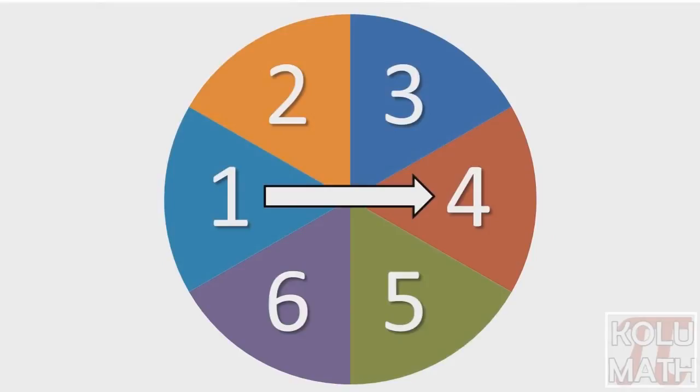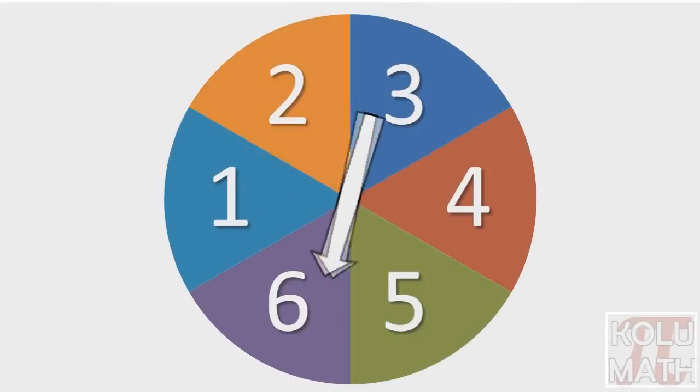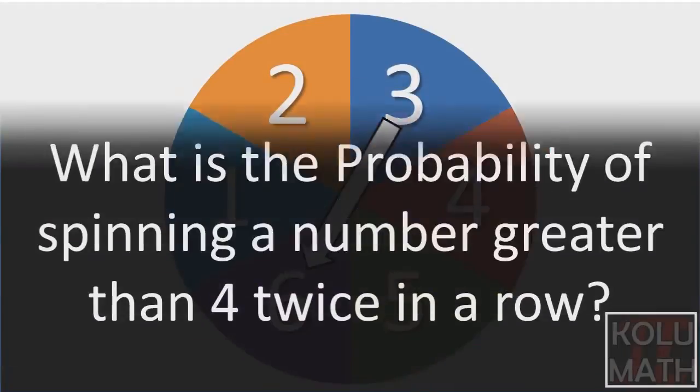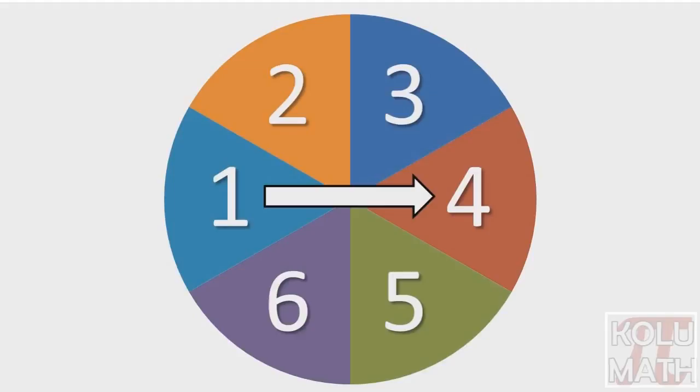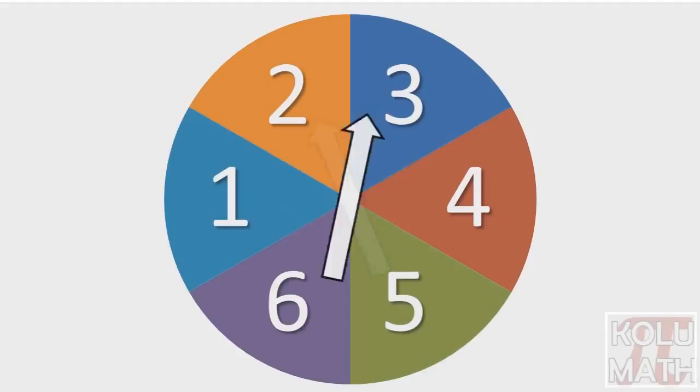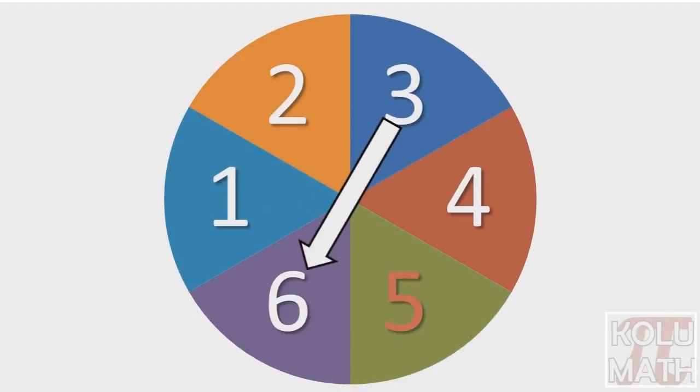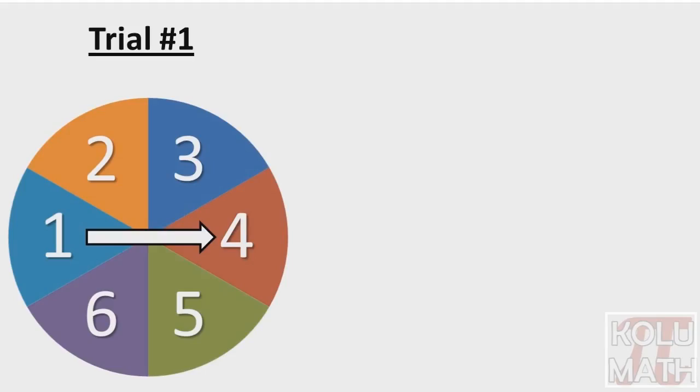Okay, let's take a look at this example here. I'm sure you're all familiar with spinners. And the question we're going to ask today is, what is the probability of spinning a number greater than 4 twice in a row? Okay. So we actually have 2 numbers here that are greater than 4. We have 5 and we have 6. And since we're going to be spinning the spinner twice, we have 2 trials.